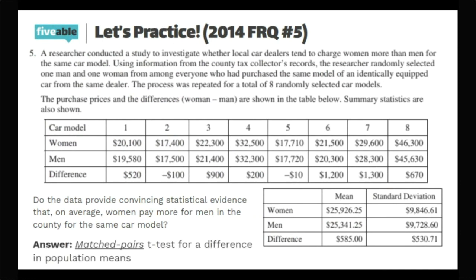So our null hypothesis is that the average for men and women are the same, and the alternative is that women pay more than men. So we're going to go mu women minus mu men equals 0, with an alternative of the mu for women minus the mu for men is not equal to 0. Right, so those are our hypotheses.